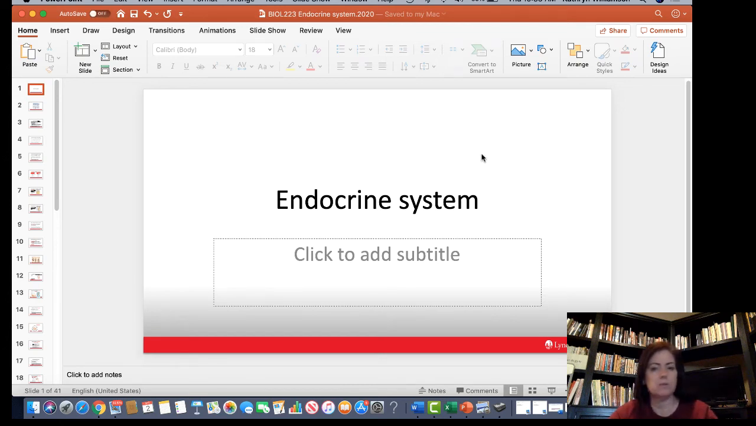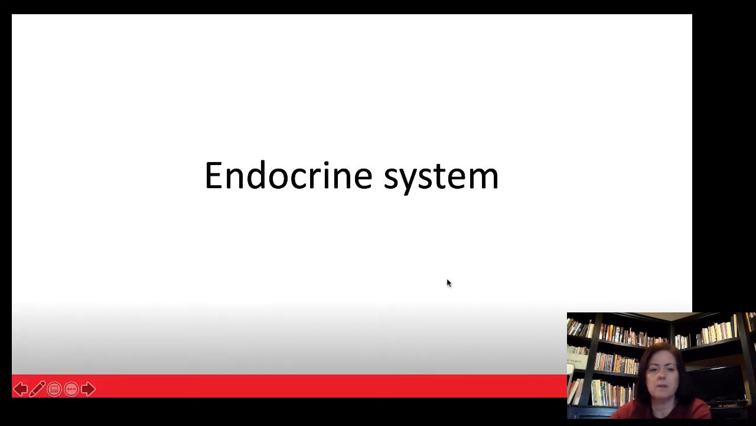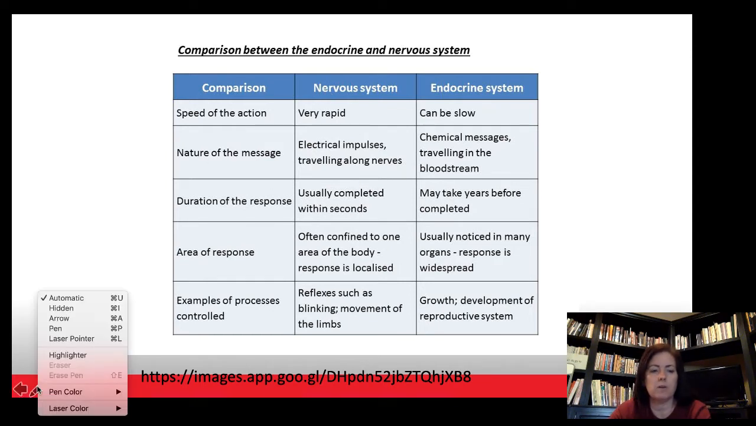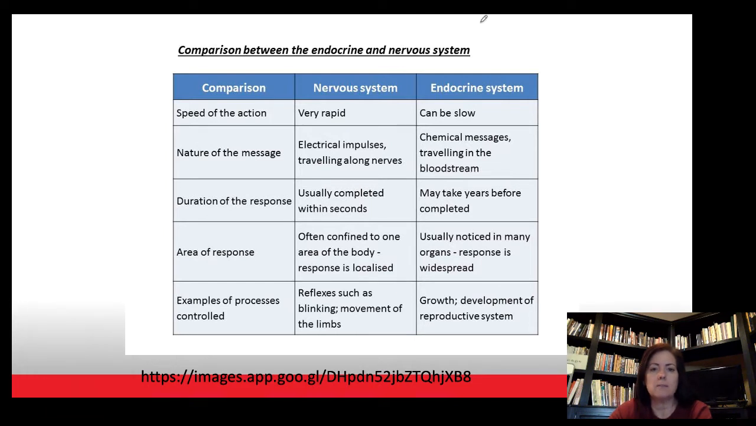Okay, we are going to talk today about the endocrine system. And I think the first thing that we want to keep in mind is that our body has two control systems. One of them is the nervous system, and that's what we talked about last semester. Nervous system being our first type of control system.